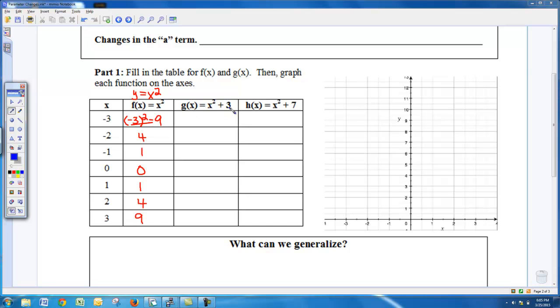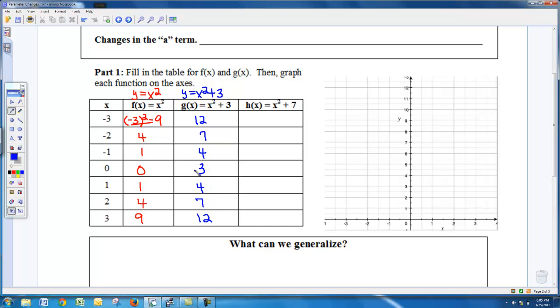g of x equals x squared plus 3. Or again, we could say y equals x squared plus 3. So this time we're taking the value that we already know for the parent function and we're going to add 3 to it. So 9 plus 3 would give us 12. 4 plus 3, 7. 1 plus 3, 4. 0 plus 3, 3. 1 plus 3, 4. 4 plus 3, 7. 9 plus 3, 12.